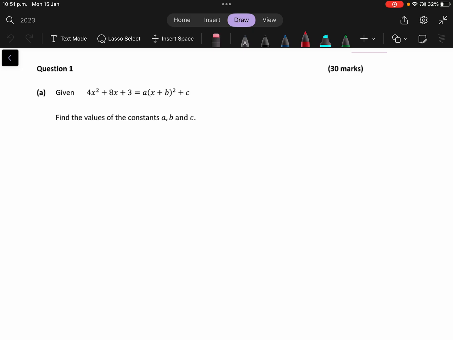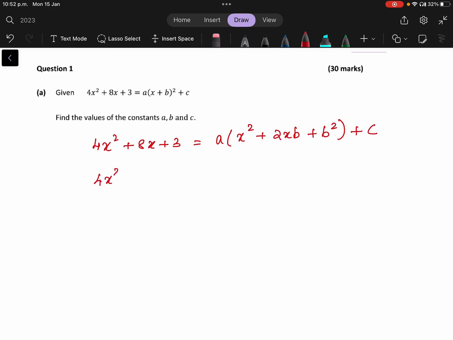Whenever you get such a question, you need to understand that the left hand side is equal to the right hand side. If it is given that left hand side is equal to right hand side, you can equate the coefficients of the same degree values of x. For example, if you have 4x² + 8x + 3, you can write the right hand side as a times (x² + 2xb + b²) + c, and then you can simplify this.